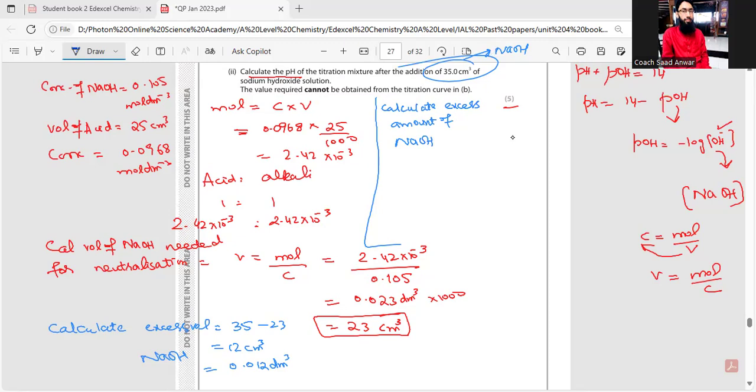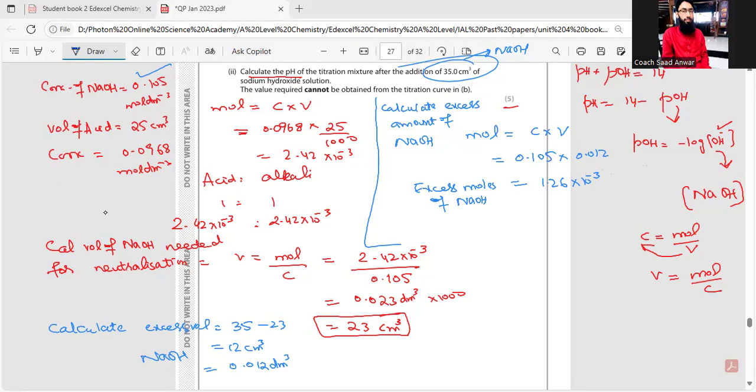So to calculate the excess amount of sodium hydroxide means moles. So moles is equal to concentration times volume. Concentration of sodium hydroxide is given in the beginning of the question. Now the volume is the excess volume, 0.012. Do this stepwise. This is a bit challenging question. So moles is 1.26 times 10 raised to power minus 3. This is the excess amount, the excess moles of sodium hydroxide.